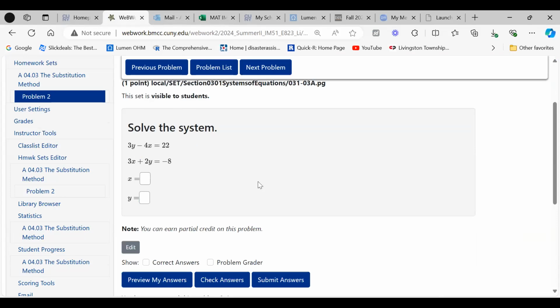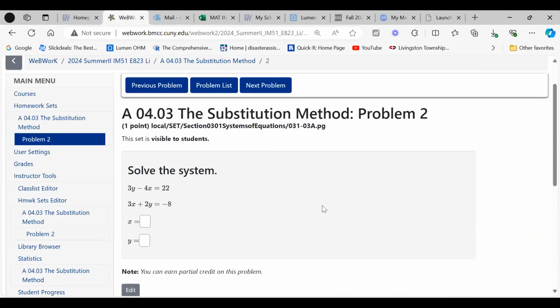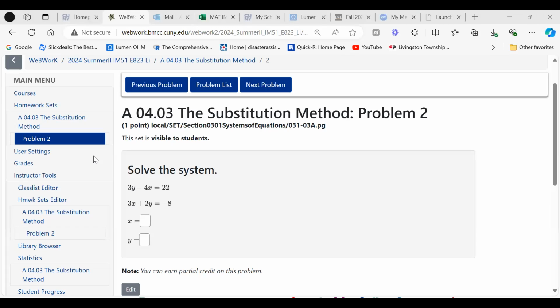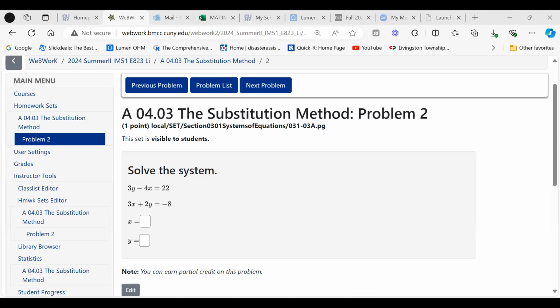And let's try this one. Solve this using the substitution method. Let me give you a thought, but first of all, let me share the screen. Here you go.